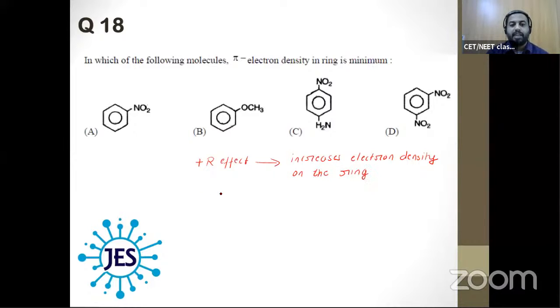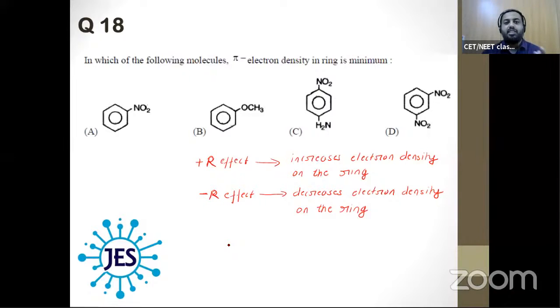Whereas minus R effect, the symbol signifies it. Minus R means the group is withdrawing electrons from the system. Minus R effect will decrease electron density on the ring. Okay, plus R effect, minus R effect.